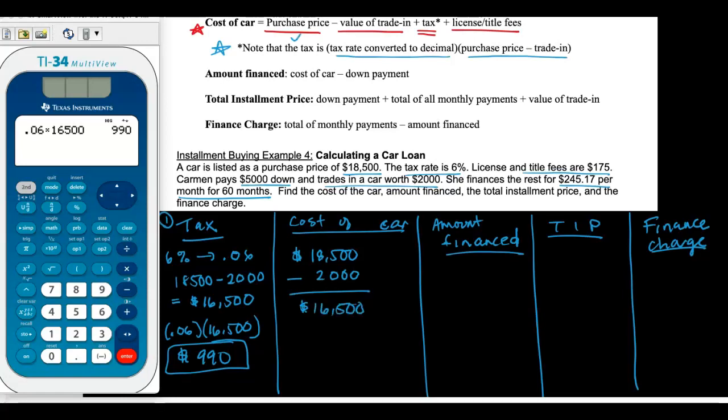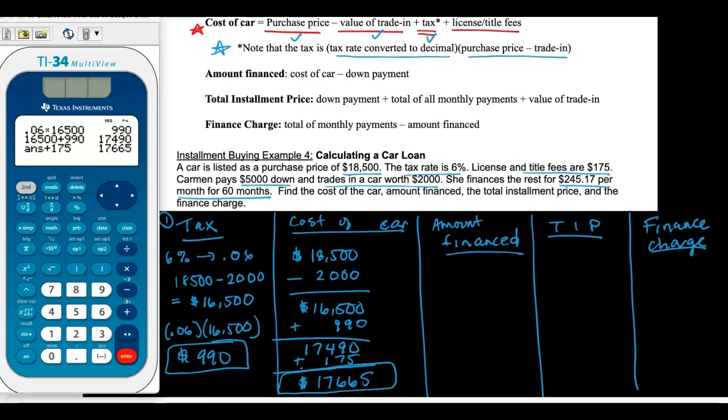Okay, so we got the purchase price, the trade-in. Now we're going to add the tax. So I'm going to add $990. Okay, so I'm going to take the $16,500 plus the $990. Okay, and then $17,490, and you can do this all in one step too. You don't have to do it separately. And then I'm going to add the license, title, and fees, and so those are $175. Okay, so I add $175 to that, and I get a grand total of $17,665. So that is the cost of the car once those taxes and fees are added in, and we take off the trade-in.